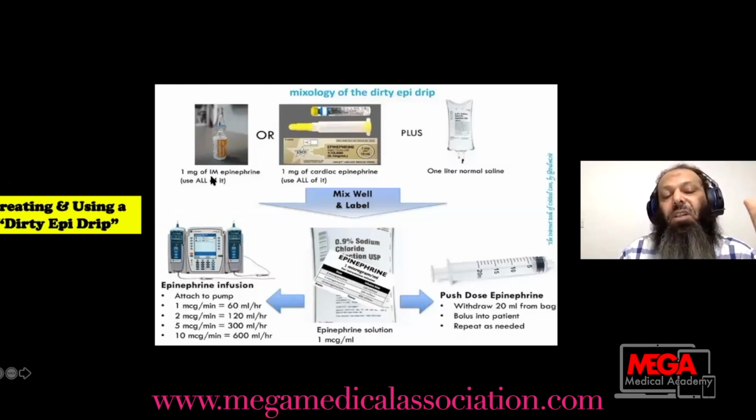So either don't bother yourself with the IM, which is 1 to 1,000, or the IV form, the IV concentration 1 to 10,000. This is your concentration. Based on your concentration, either you give it as a push, here 20 ml, or here you will go for infusion. And this is one of the tricks when you use epinephrine: you do not bother yourself with which is the IM concentration and which is the IV concentration. Take it and dilute it, and this is the dilution, and this is the diagram on how to use the infusion if you need to continue with epinephrine infusion or to give repeated boluses of epinephrine.